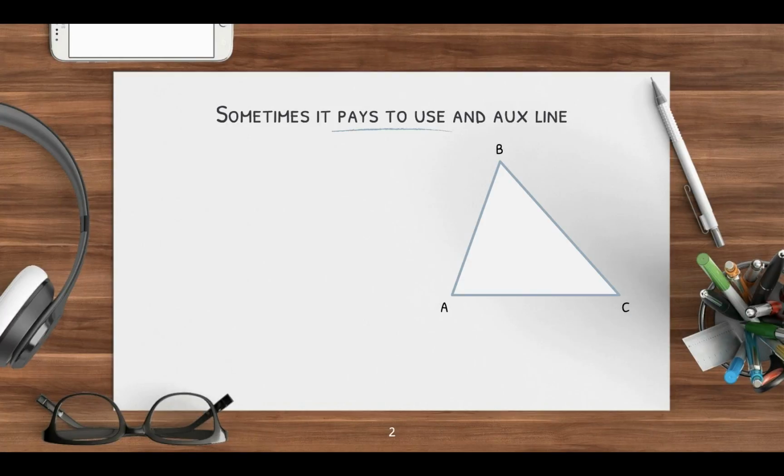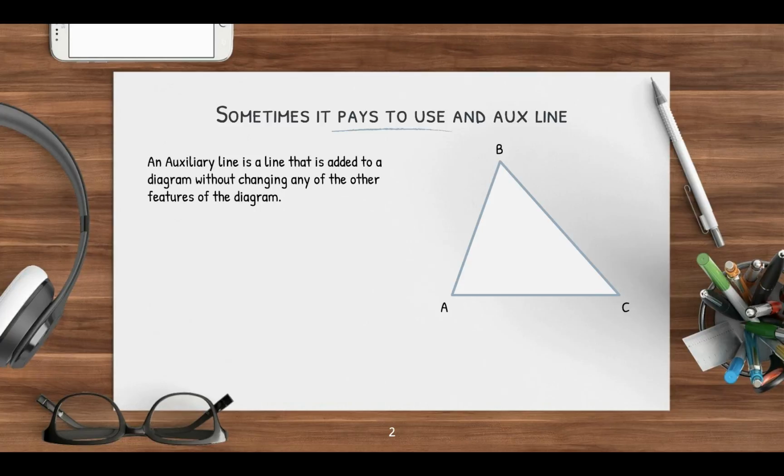Okay, so I'm going to start off with an example of one of my favorite proofs that involves an auxiliary line. So sometimes it pays to use an auxiliary line. An auxiliary line is simply a line that you add to a diagram without changing any of the other features of the diagram. You're going to add a very specific line, sometimes inside of a shape or outside of a shape, but it has very specific features that will help you solve a problem or complete a proof. So we use auxiliary lines in strategic ways to help us complete proofs.